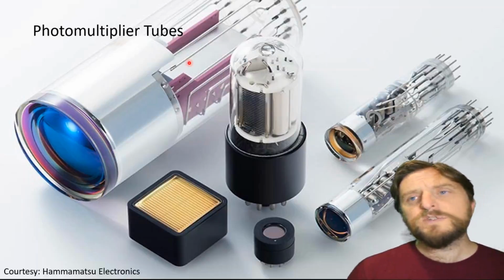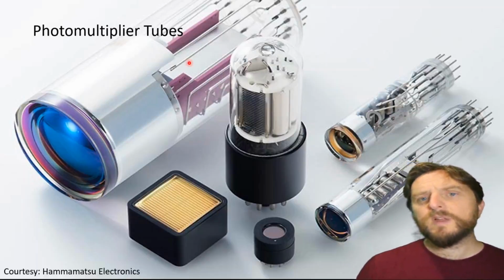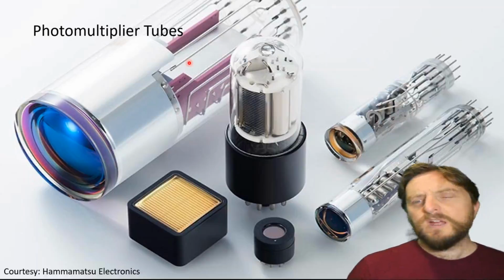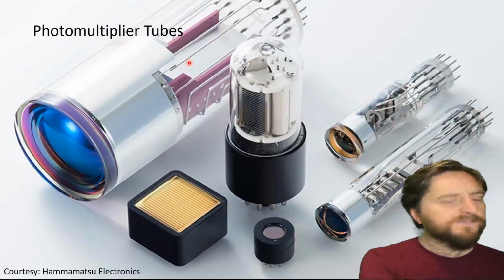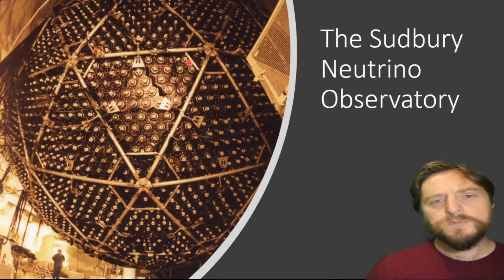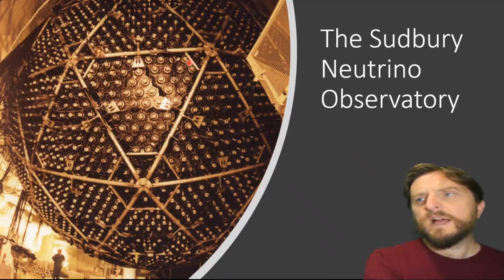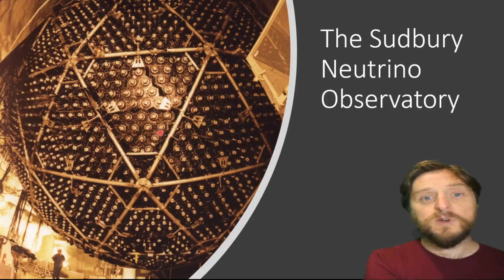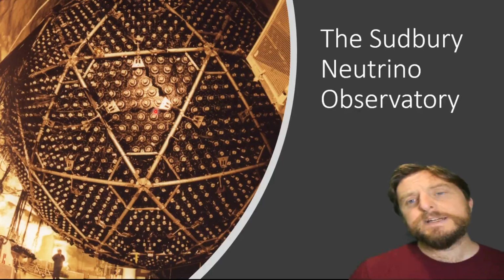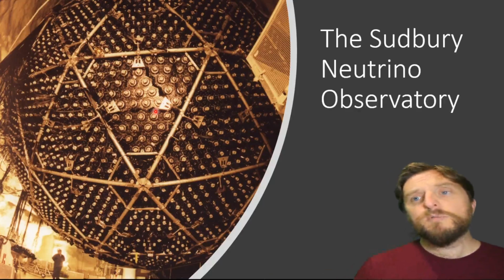The first television cameras were actually made using this technology. They're still used a lot in all kinds of particularly scientific applications. So, for instance, the Sudbury Neutrino Observatory in Canada is basically a huge ball filled with water, surrounded by photomultiplier tubes. Neutrinos come through; they hit molecules inside the ball, produce photons, and the photomultipliers are able to detect those photons.